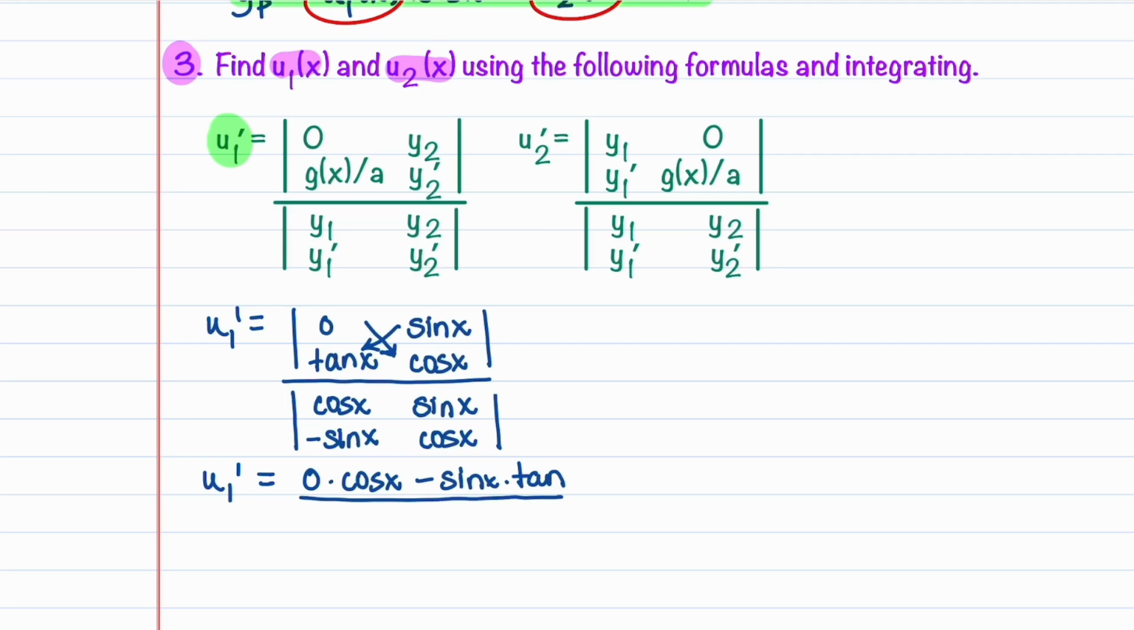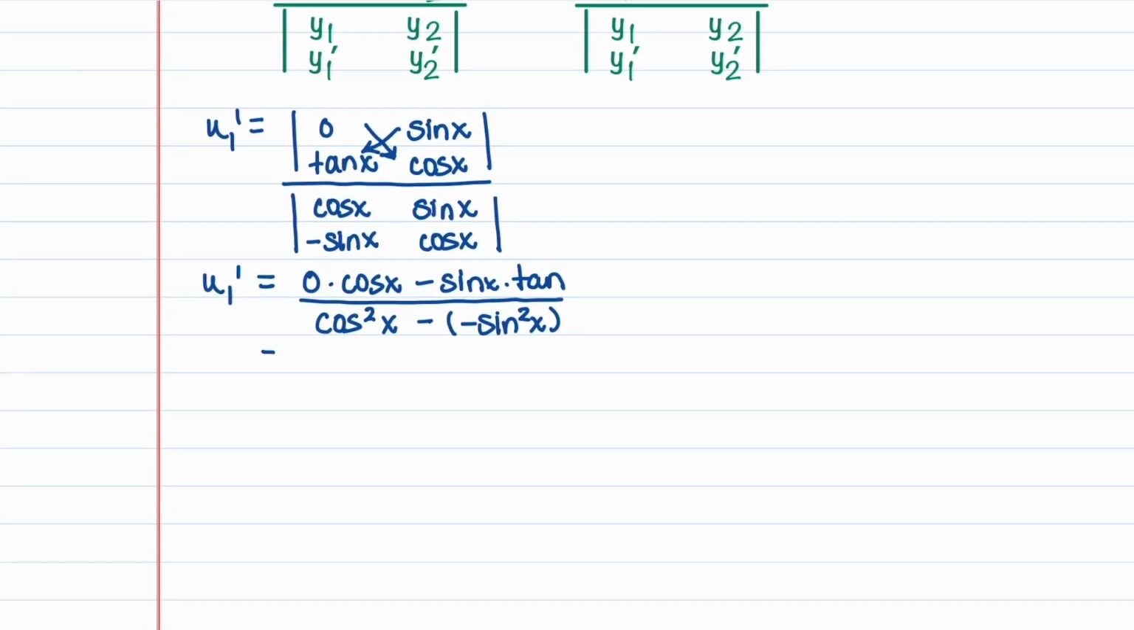And then we do that same thing for the denominator. We have cosine times cosine, so this is cosine squared x. And then we have a minus sine squared x. This gives us minus sine x tangent x. And notice our denominator is cosine squared x plus sine squared x, and that's a trig identity, and it is equal to 1. So our denominator we can just not worry about because it's equal to 1. Let me mark here that that was u1 prime.